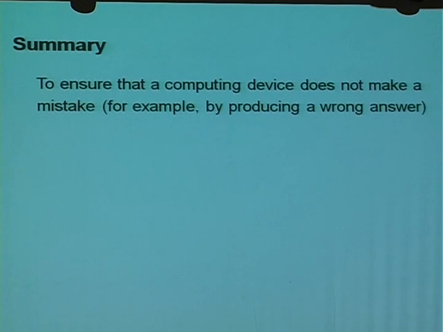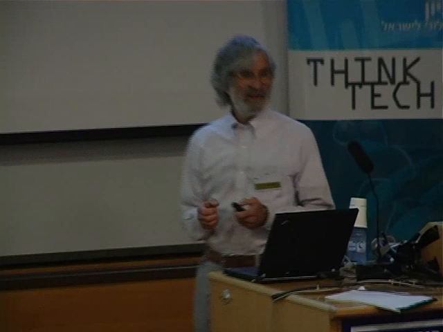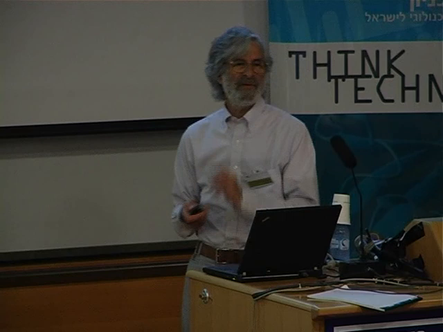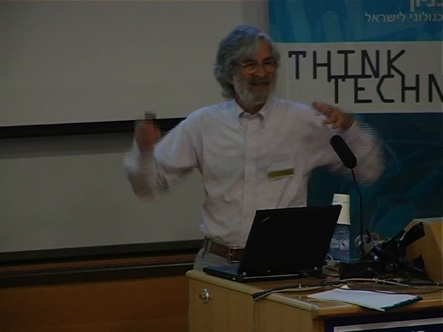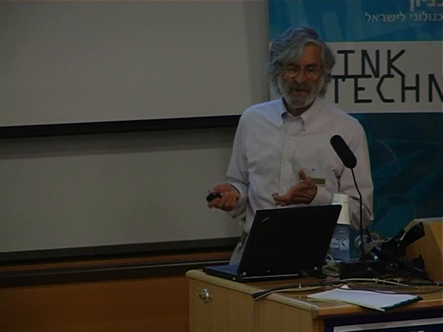So, summary. To ensure that a computing device does not make a mistake, for example, by producing a wrong answer, we ensure that some suitable formula is an invariant by showing that that invariant is implied by the initial condition, and the invariant and the next state relation implies the invariant prime, the invariant with all variables primed. We also have to ensure that the computing device does something that it should, for example, stopping, but I don't have time to explain how. So, getting a computing device to work properly is a problem of mathematics.